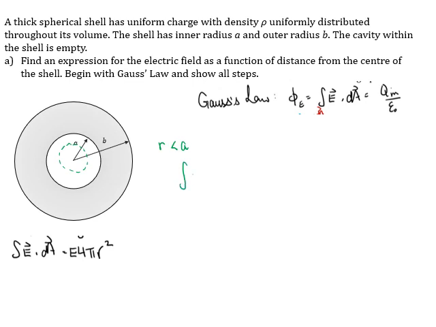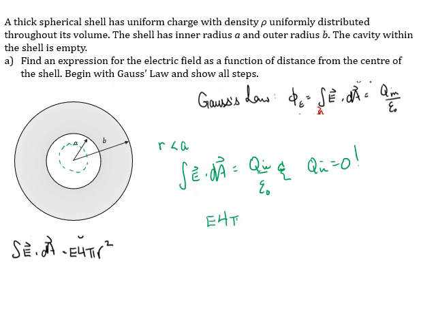The integral of E dot dA is equal to Q in over epsilon naught. What is Q in? Well, Q in is how much charge is enclosed by this green circle we just drew. Let's remember that the cavity within the shell is empty. There's nothing inside here. That means there's no charge inside there. So Q in equals 0 because there's nothing in there.